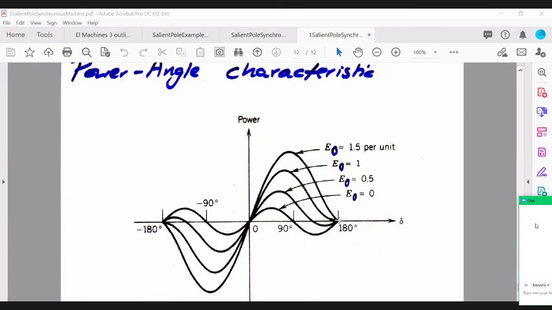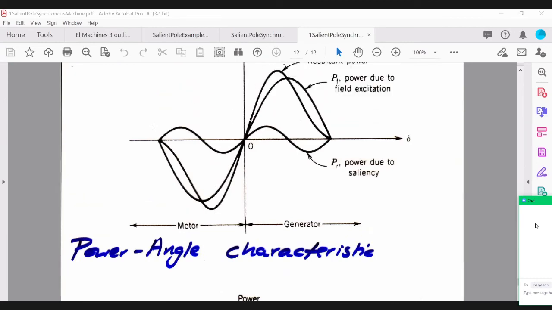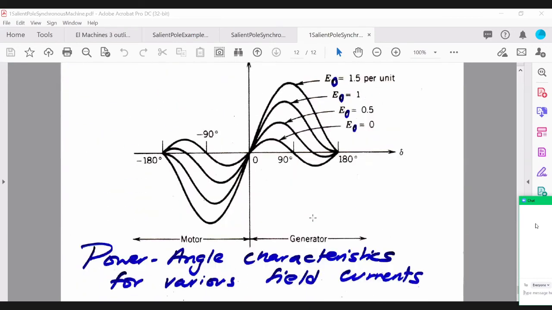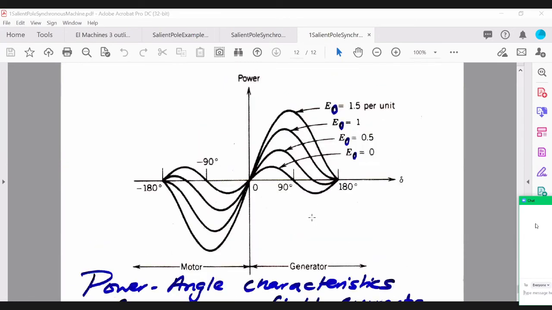You can also over-excite the machine by moving it to 1.5 per unit. And as you can see, that's pushing the maximum power higher. As you keep on increasing the field current, the maximum power will increase, and it gets closer to 90 degrees, but it's not exactly at 90 degrees because of the effect of the salient power. So this is the effect of changing field currents on your salient pole machine.